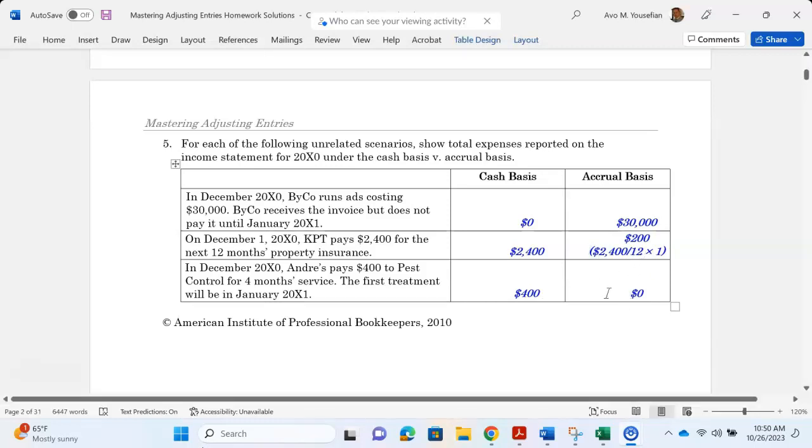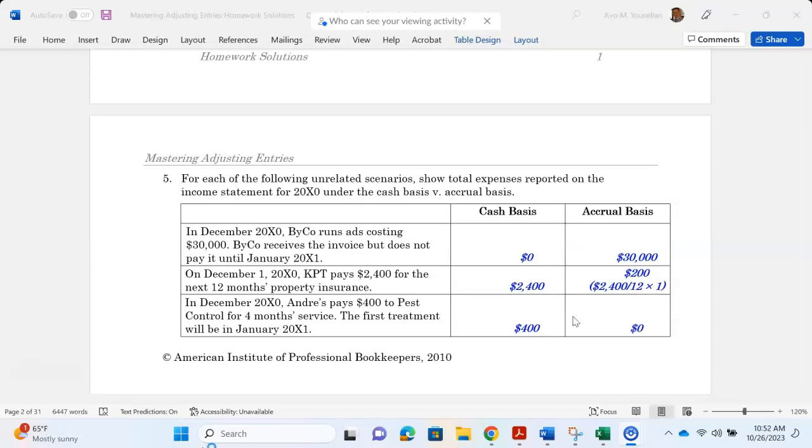But under accrual basis, because nothing is provided yet, you didn't get any benefit from this service or goods, so you're just going to show that you paid for it. So it's going to be debit prepaid maintenance $400, credit cash $400, and that will be it. So you will have zero expense.